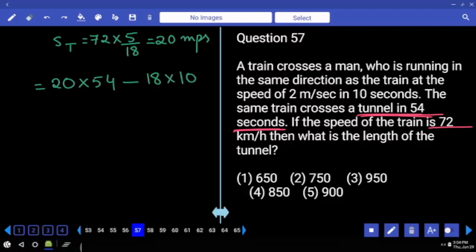Yes or no? This is already an 18 multiple. 18 how many times? 3 into 18, 20 into 3, 60 18 times minus 18 10 times. That is 18 50 times only, which is equal to 900. Or otherwise you can directly go with 9 multiples. Your first term has a 9 multiple, the second term also has a 9 multiple, the difference also has a 9 multiple, and there is only one option, 900.